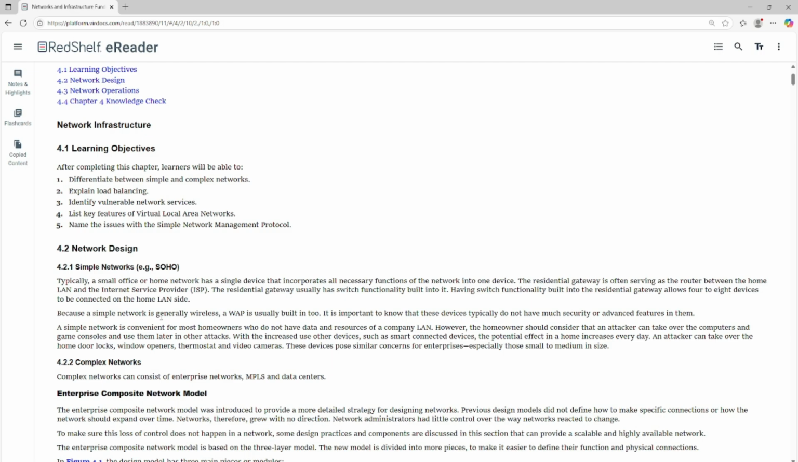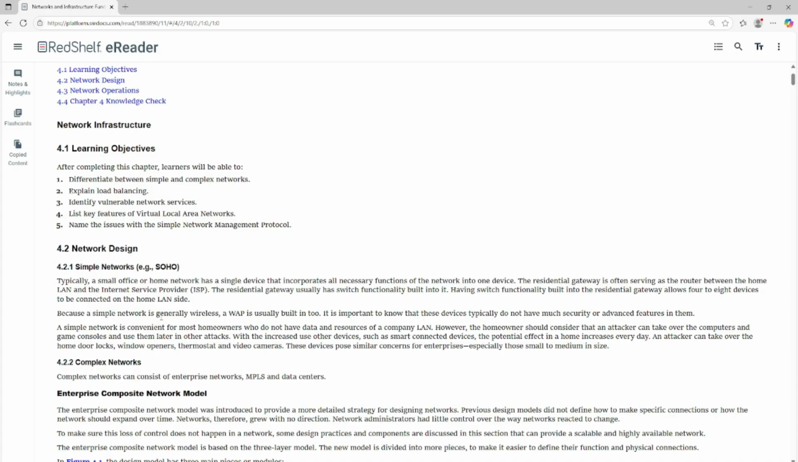For instance, a router that is provided by an internet service provider serves as a simple network in our homes. And the residential gateway often serves as that router between our home and the internet service provider. One thing for you to keep in mind here is that simple networks usually have wireless capability due to the wireless access point that has been built into it. But it also has security issues because its security is not usually as robust as that of corporate networks, and sometimes they lack advanced features.